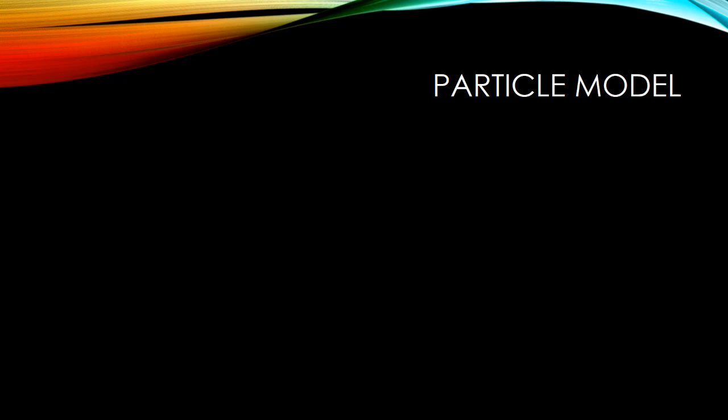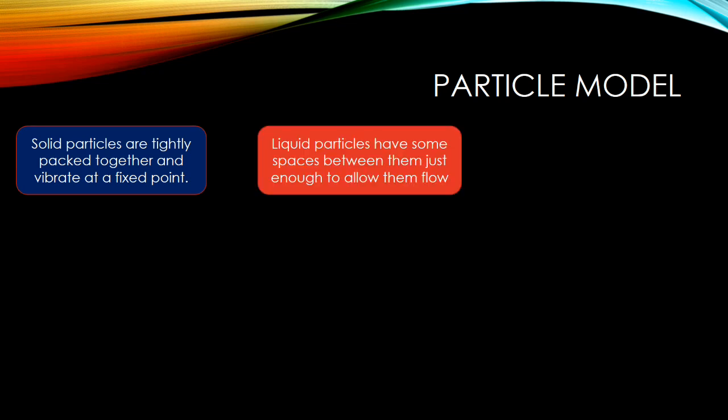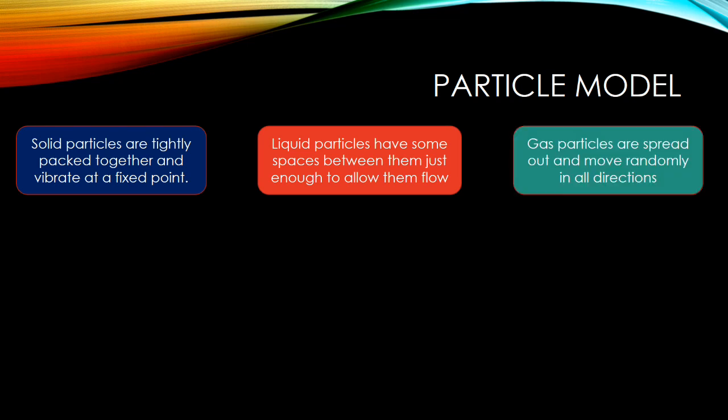The particle model. The particle model shows us how the particles of matter are arranged. In solids, the particles are tightly packed together and they vibrate at a fixed point. In liquids, the particles have some spaces between them, just enough to allow them to flow. This means that liquid particles are further apart from each other as compared to the solid particles. Gas particles are spread out and they move randomly in all directions.